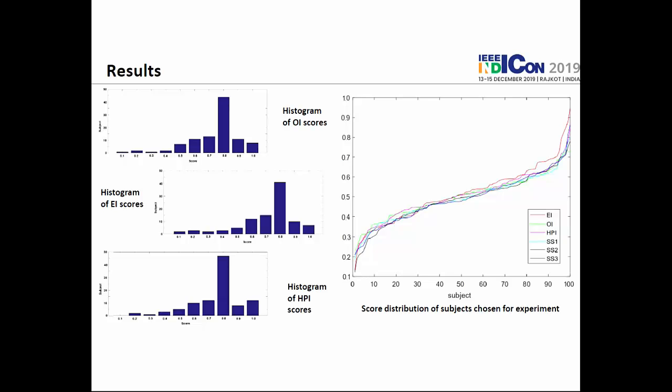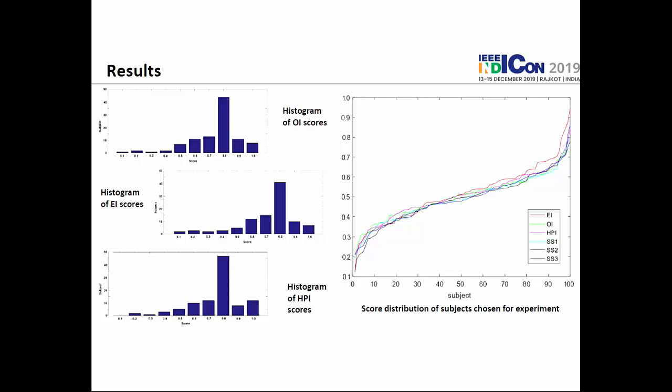And these are the results. These three histograms indicate each of the three indices which have been computed. What these suggest is the range, which is mainly from 0.4 to 1. 1 is going to be the highest interest, where the subject is extremely interested, and 0 will be exactly the opposite.